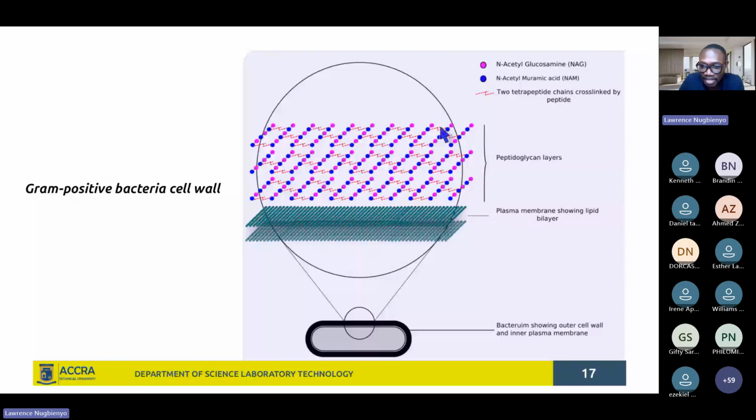And you see that there is some kind of cross linkage between these heteropolysaccharides that are made up of the N-acetylglucosamine and N-acetylmuramic acid, which is shown with these red dashed lines between them, what we are referring to as cross-link peptides. So you have some peptides that link the heteropolysaccharides together. That's why we refer to it as peptidoglycan.